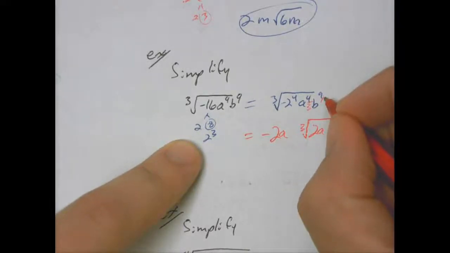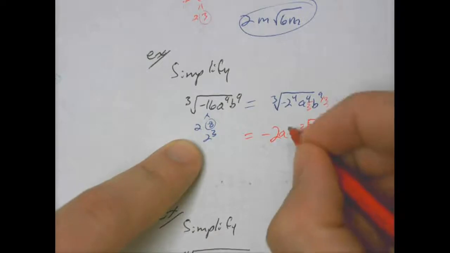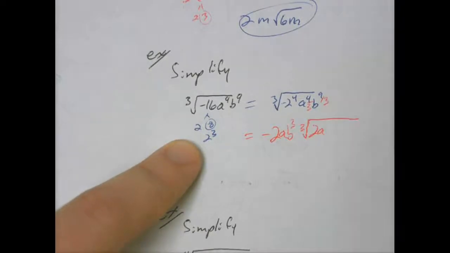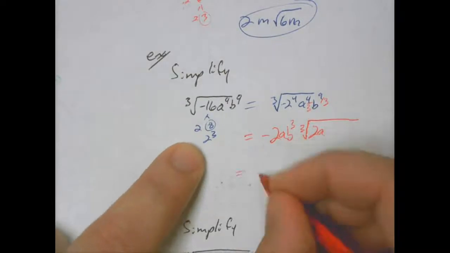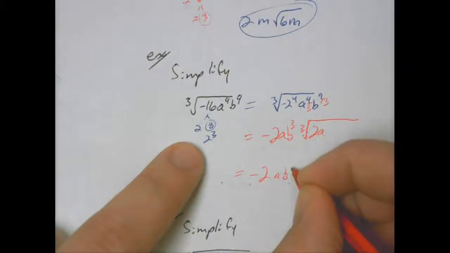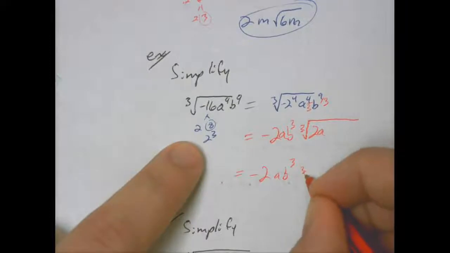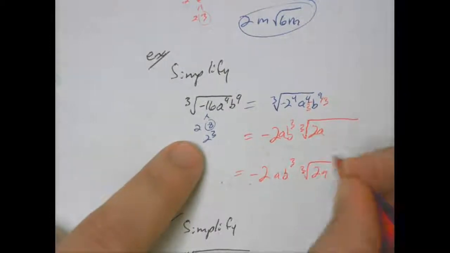B to the 9th, if I divide that by 3, that is just b to the 3rd on the outside, so I don't have any more b's on the inside. So if you want to rewrite this, make this look a little bit prettier, it's -2ab to the 3rd with the cube root of 2a still left.